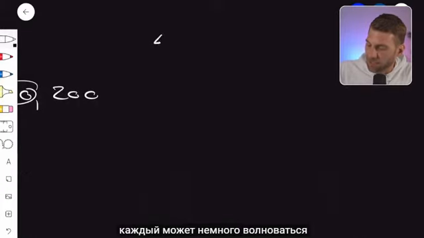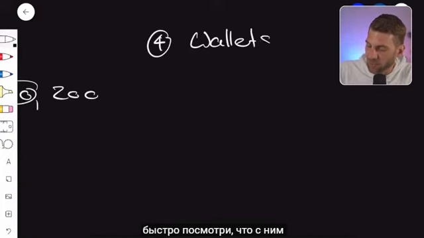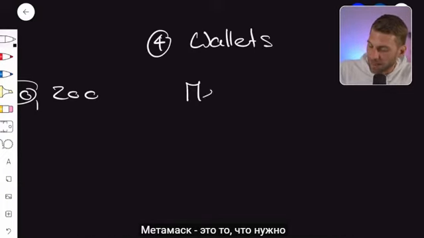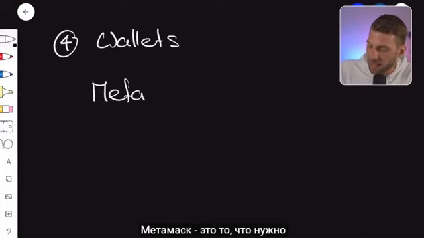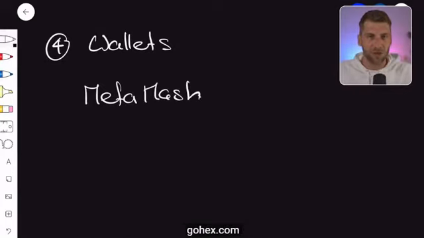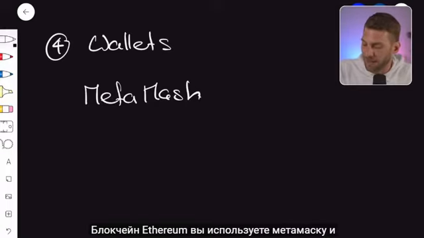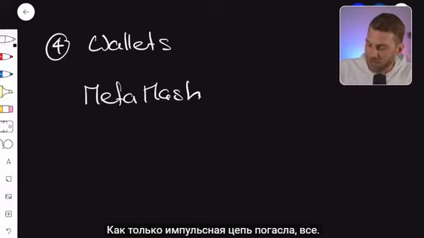Everybody is maybe a little bit concerned about the wallets, so let's have a quick look at what's going on with the wallets. You can use, of course, MetaMask. This is what it needs. MetaMask is all we use for now with gohex.com. If you want to stake some HEX on the Ethereum blockchain, you use MetaMask, and once the PulseChain is out, this is really easy.